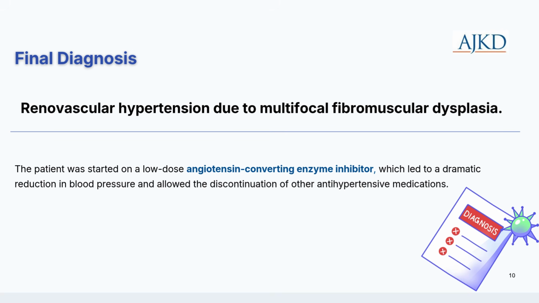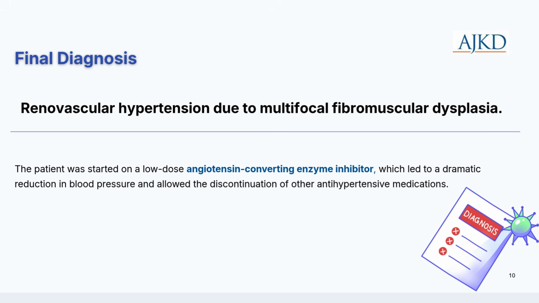So after putting all the pieces together, the electrolytes, the renin-aldosterone pattern, the angiographic findings, and the microscopic evidence of vascular injury, the case leads us to the final diagnosis: renovascular hypertension due to multifocal fibromuscular dysplasia. What's remarkable here is how this diagnosis explains the entire clinical picture. The severe hypertension, the metabolic alkalosis, the hypokalemia, the elevated renin, and even the microaneurysm on angiography. It is the kind of case where the physiology guides you more than any single test.